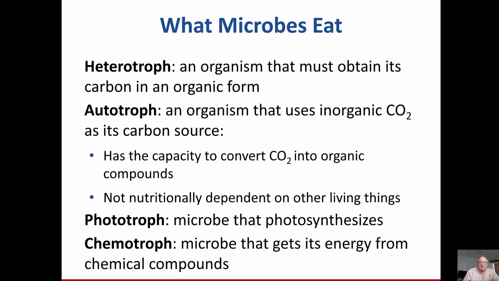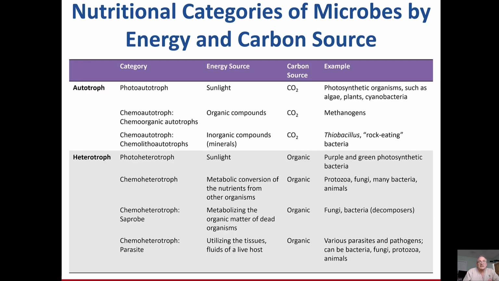A phototroph is a microbe that actually photosynthesizes. Photosynthesis is a really cool process, and photosynthesis is something that bacteria do. Chemotrophs are microbes that get their energy from chemical compounds. Okay, so there's some charts that summarize all of these things, and you can see autotrophs with more detail. We have the chemo-organic autotrophs. They use organic materials. And we have chemo-autotrophs of inorganic compounds.